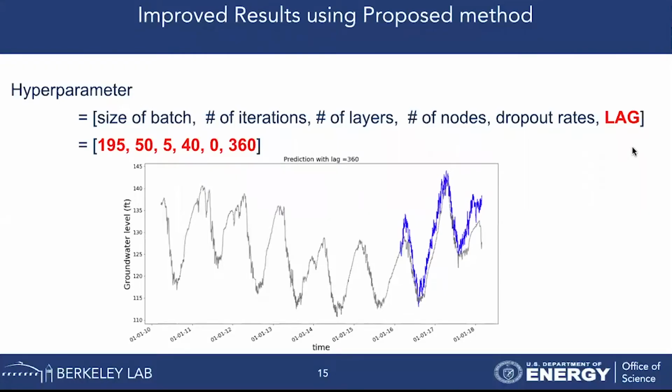So now I'm going to show the result with hyperparameter optimization. As I said, we put lag as one of the hyperparameters, and this is the final set of hyperparameters from our hyperparameter optimization. As you can see here, compared to manually setting the hyperparameters, we get a pretty good result. Actually, the error of this prediction is less than 3.28 feet.